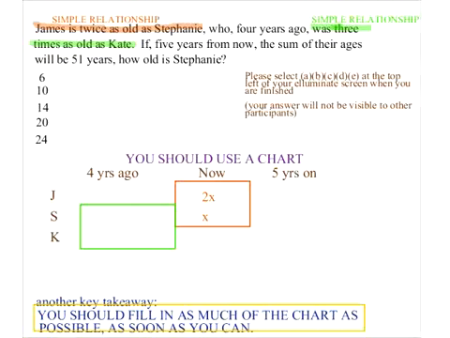Correct. Stephanie would have been X minus 4. And then for very similar reasons, this would be X plus 5. And for very similar reasons, this would be 2X minus 4. And this would be 2X plus 5.